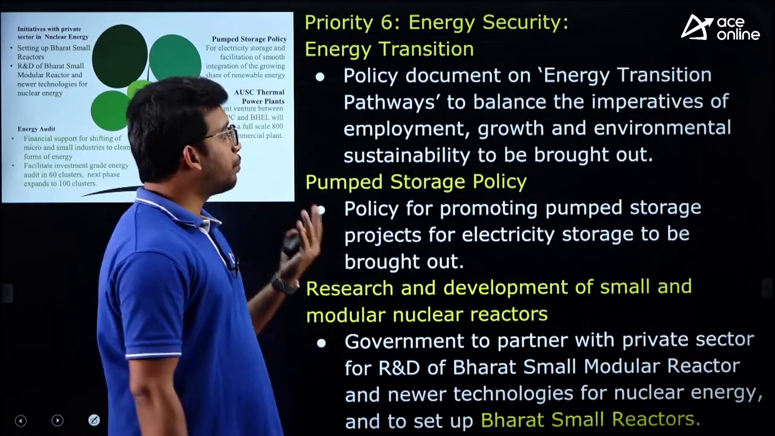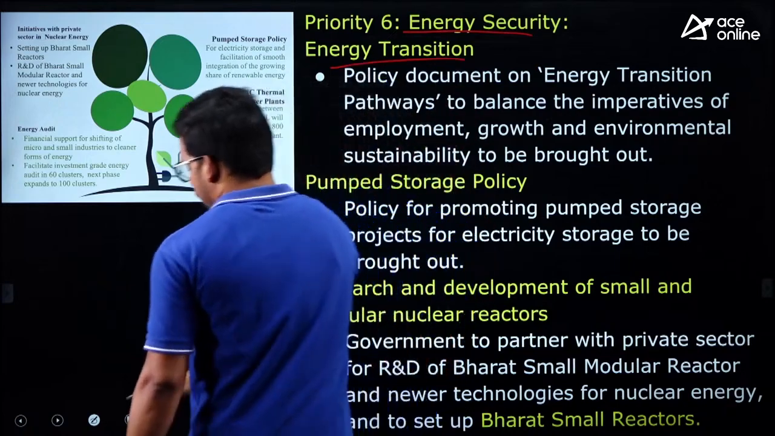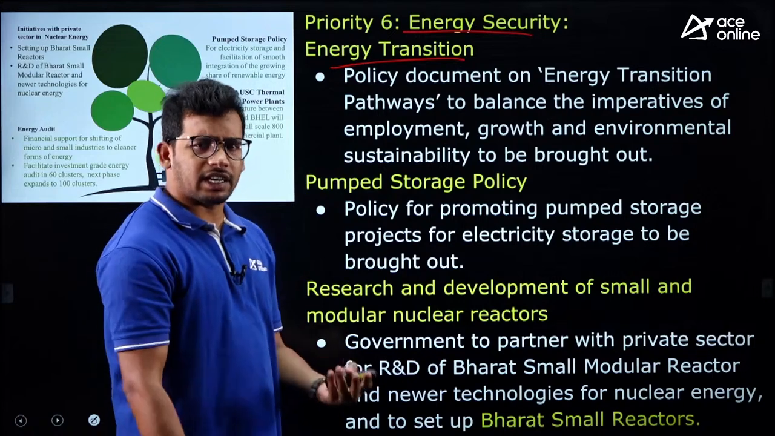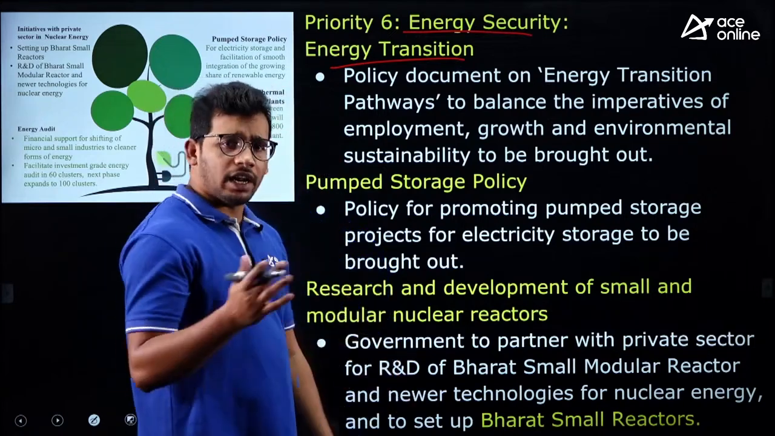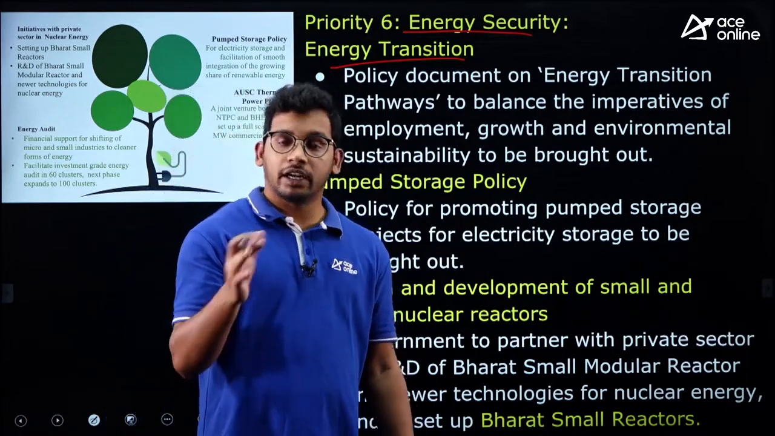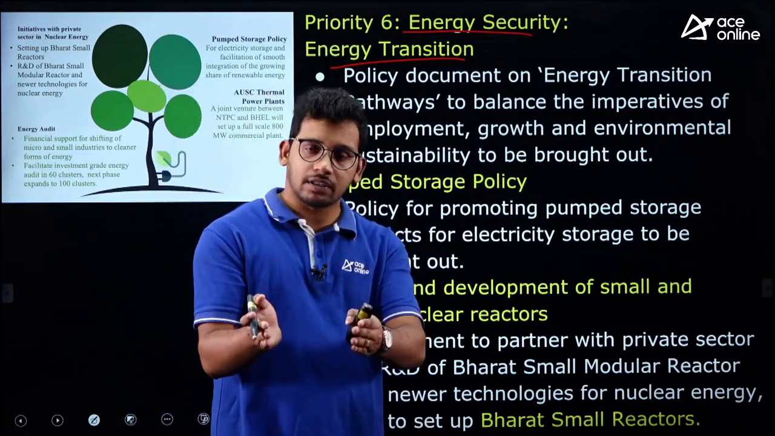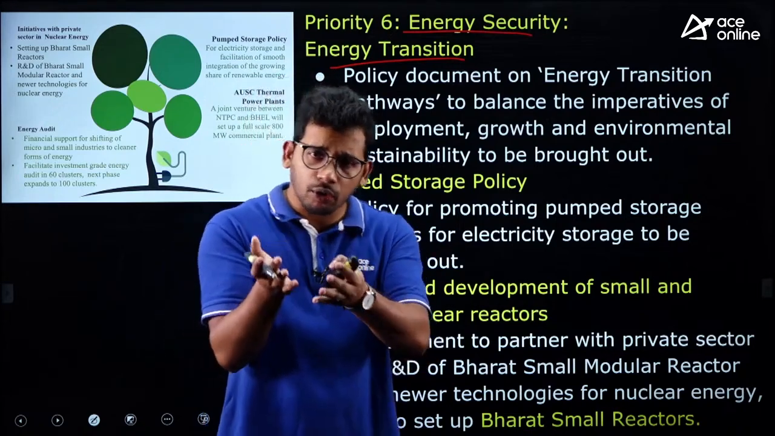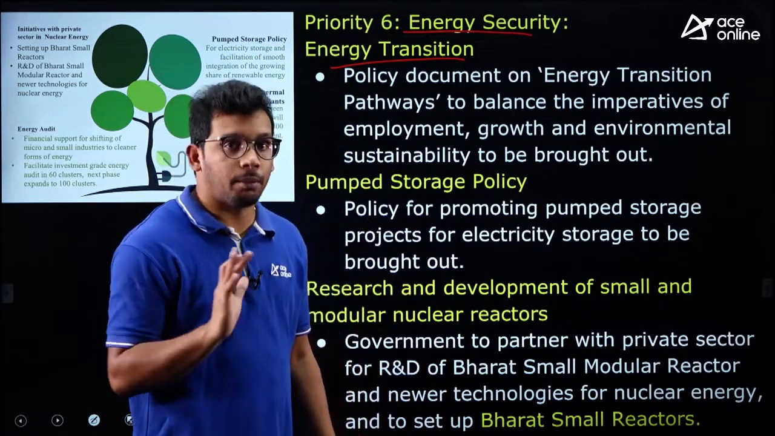Now we are moving to priority 6, that is energy security and energy transition, right. In energy security, energy means any electricity or fuel, whatever, all those are considered under energy, right. Now our energy, in terms of electricity, is mostly from thermal power plants, and in terms of fuel it is petroleum and diesel. But now the government wants to transition because they are having climate issues with petroleum and diesel, so they want to encourage a shift towards other types of energy which are environmentally friendly, right.